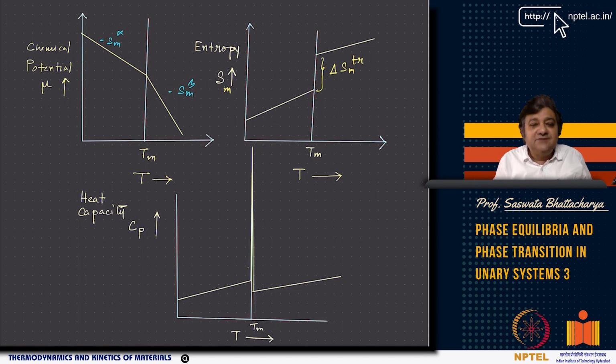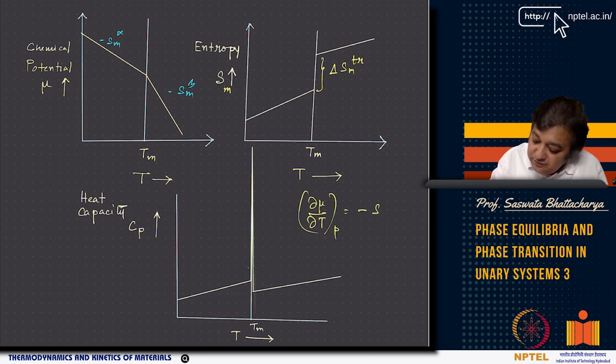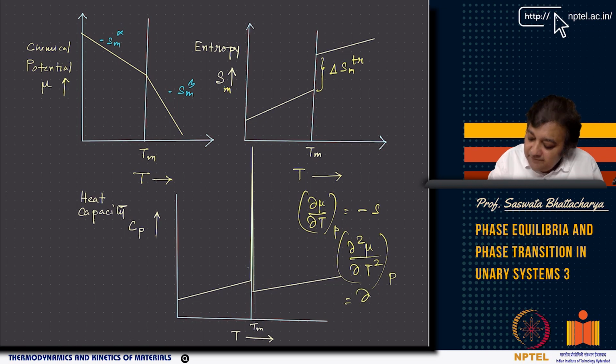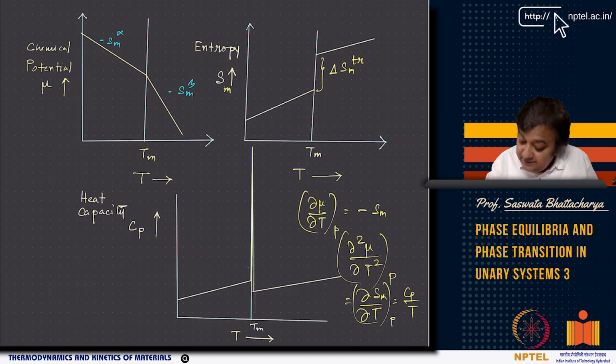For example, del mu del T is minus S, and del S del T is basically Cp by T. So del 2 mu del T square is something that we have discussed. If I look at del mu del T at constant pressure, it is equal to minus S, and del 2 mu del T square at constant pressure equals del Sm del T, with a minus sign, which is equal to minus Cp by T. There will be a minus sign here. This is something that we have shown earlier also.